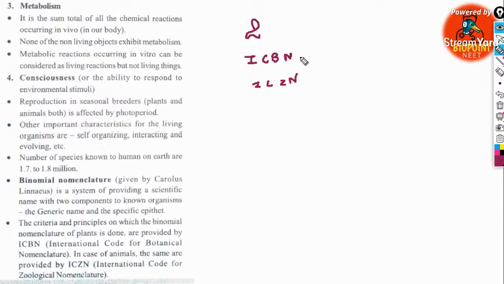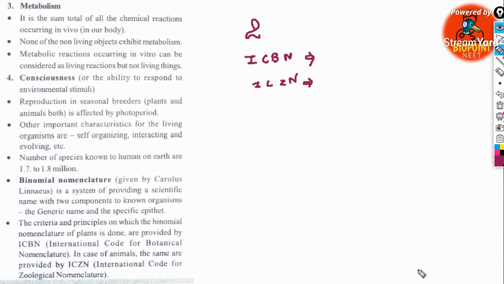Yes, ICBN refers to International Code for Botanical Nomenclature. Exactly, Calvin. And ICZN refers to International Code for Zoological Nomenclature. Exactly, Nila. Exactly, Calvin. Shraddha. Very good. Okay, then. So let's move on with this session.